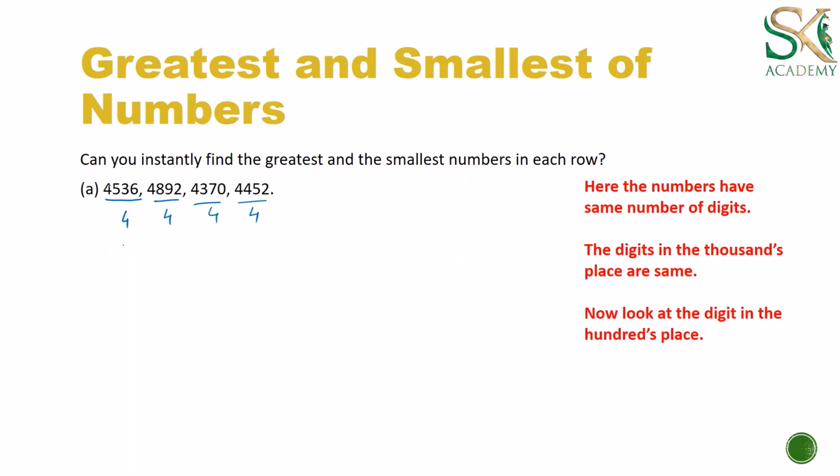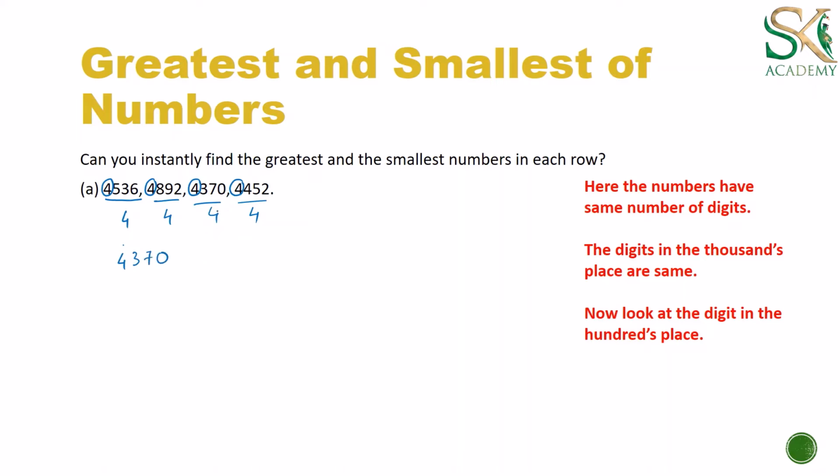Now if you see here, the starting digits of each number is 4. Now check the next digits, which one is the smallest. Here it is 5, here it is 8, here it is 3, and here it is 4. Out of these, 3 is the smallest, correct?